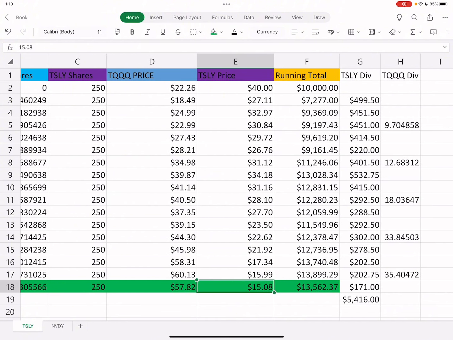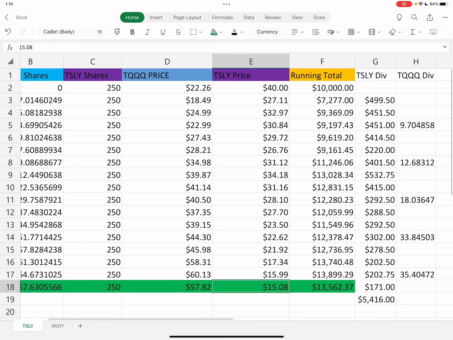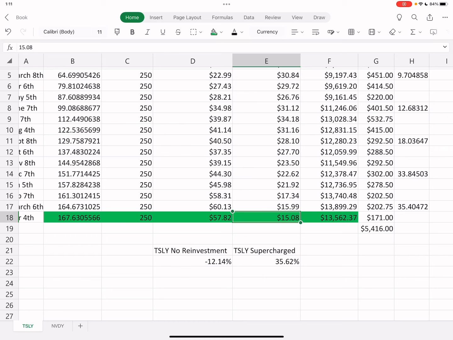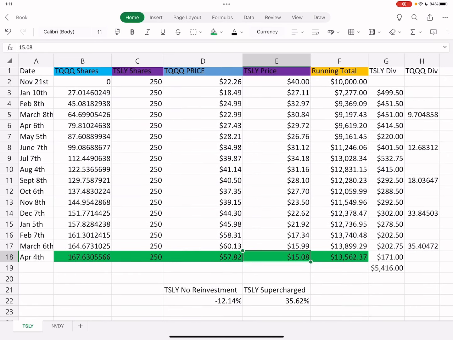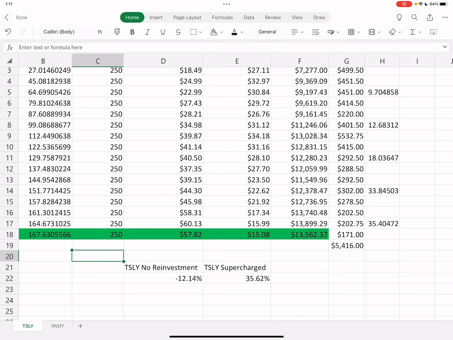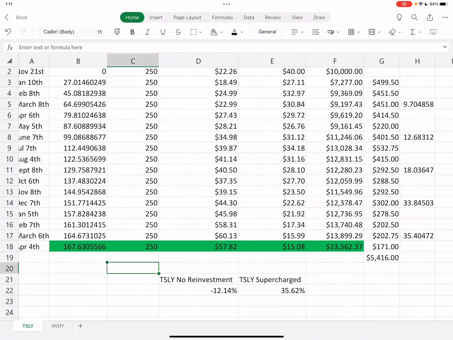So running total here is 13,562 if you reinvested into TQQQ. That would give us a 35.62% return. And if you didn't reinvest, you'd be down 12%. The reason why it's different from that picture is because I took the $40 mark. I think TSLY opened up actually at 41 or something. So that is pretty interesting. Even down 12%, you're still outperforming Tesla. Tesla had a brutal year.